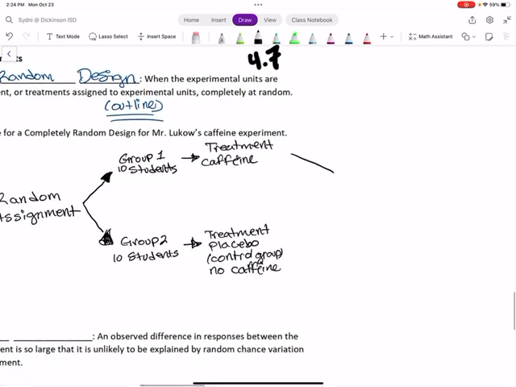Now, after they are given their treatments of either the caffeine or the placebo, we are going to compare the results. And the results are most likely going to be different heart rates. So what was their heart rate in the beginning? What was their heart rate in the end? Heart rates on average.